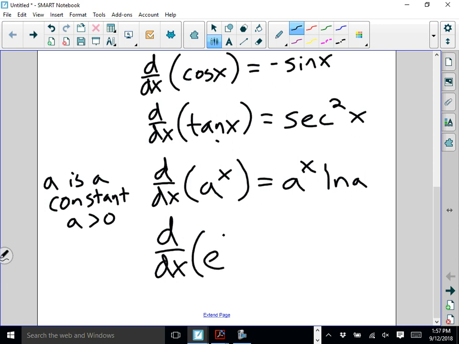Well, following our formula from right above it, it should be e to the x times ln e. Well, the cool thing about ln e is we know that the natural log of e is simply 1. So it's e to the x times 1, which we can just write as e to the x. So our derivative of e to the x is e to the x. e to the x is its own derivative.